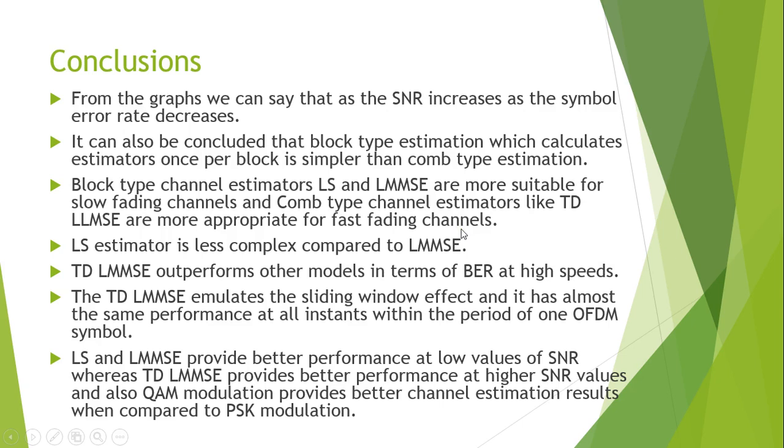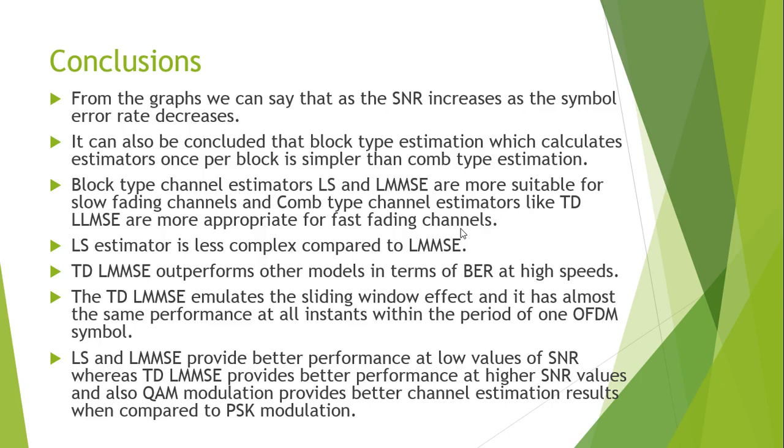And these are the conclusions which we can draw. From the graphs, we can say that as the SNR increases, the symbol error rate decreases. It can also be concluded that block type estimation, which calculates estimators once per block, is simpler than comb type estimation. Block type channel estimators LS and LMMSE are more suitable for slow fading channels, and comb type channel estimations like TD LMMSE are more appropriate for fast fading channels.